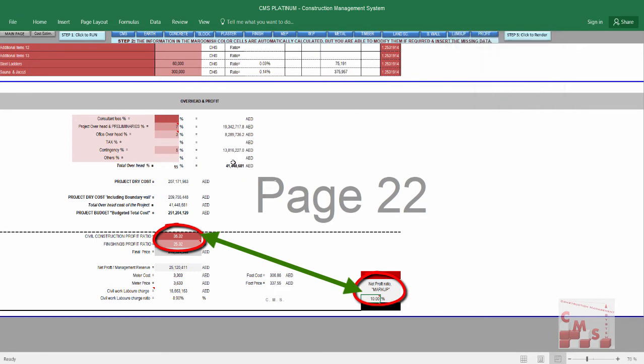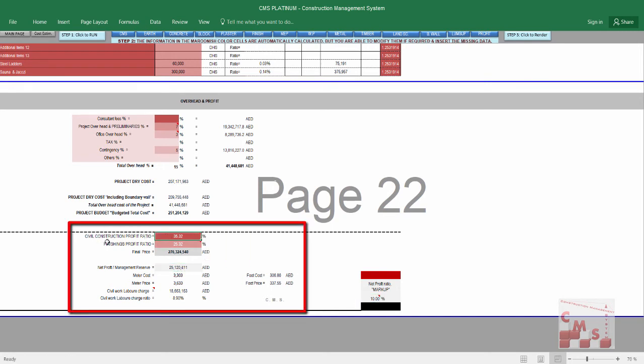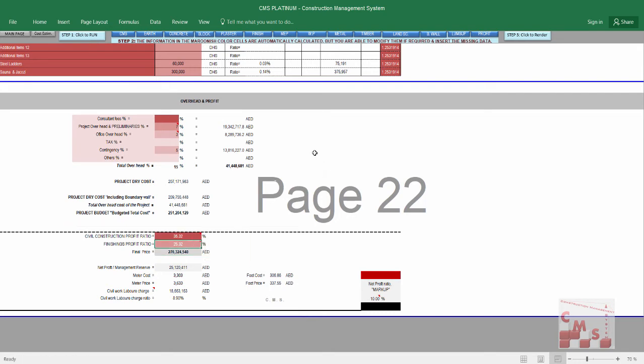Then we'll find here, to achieve 10% as a profit, which is almost 25 million, the profit ratio for the civil construction shall be 35%, and the profit ratio for the activities which shall be implemented by subcontractors must be 25%. Accordingly, the final price of the project will be 276, and we'll find these ratios now are distributed in all activities.